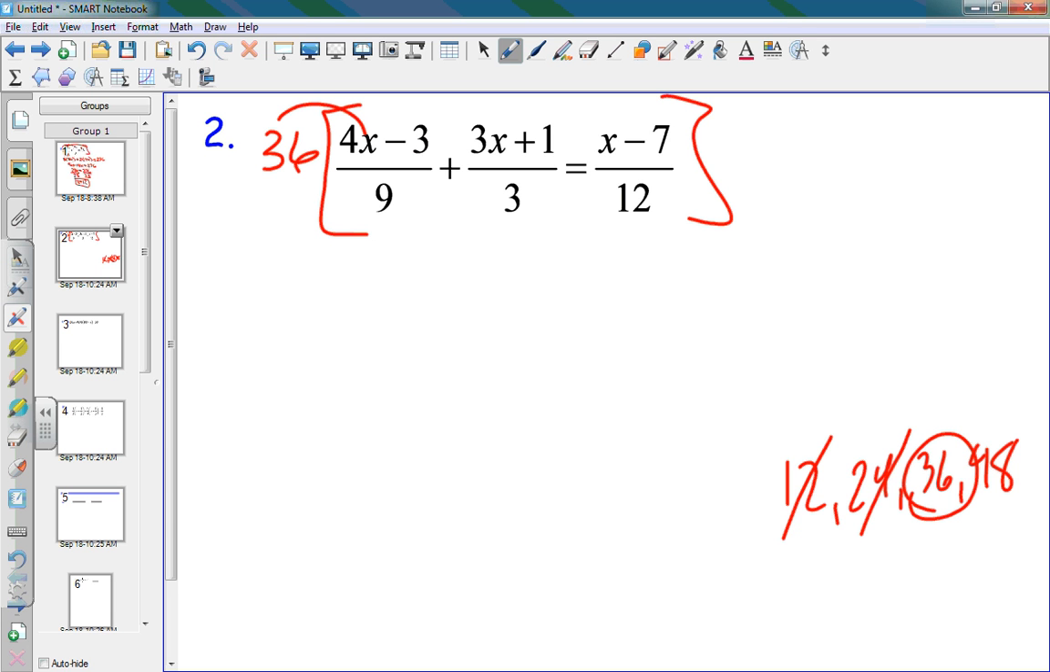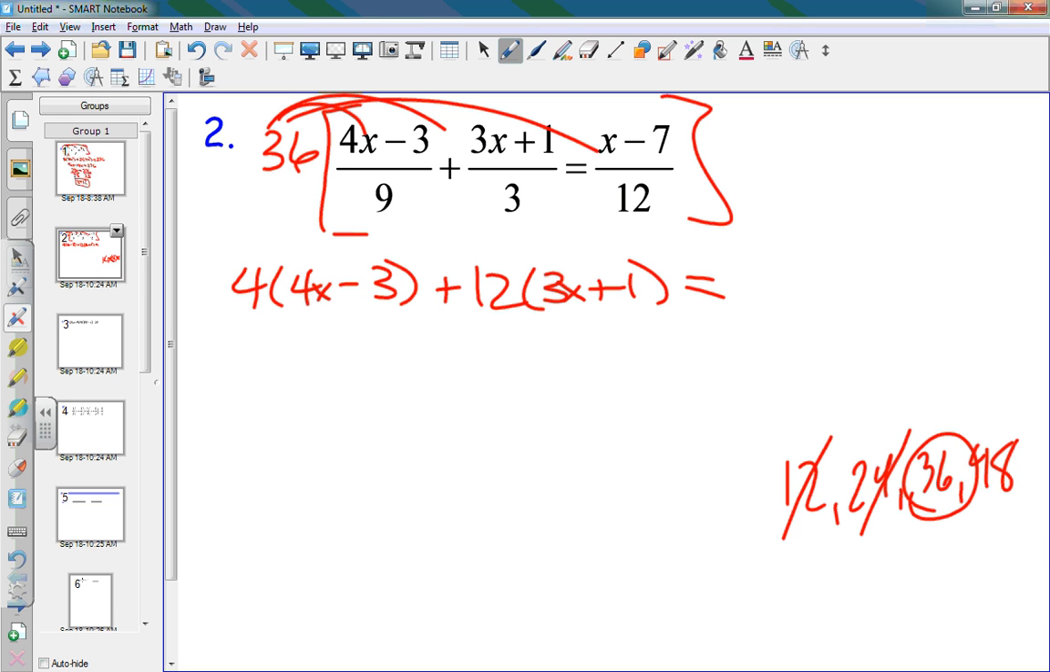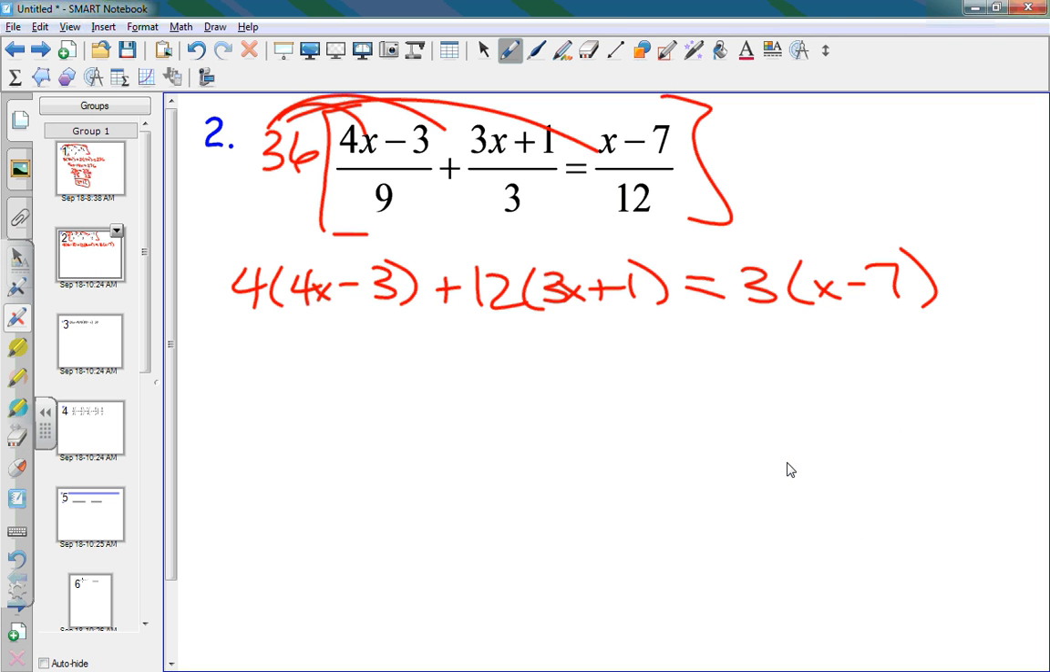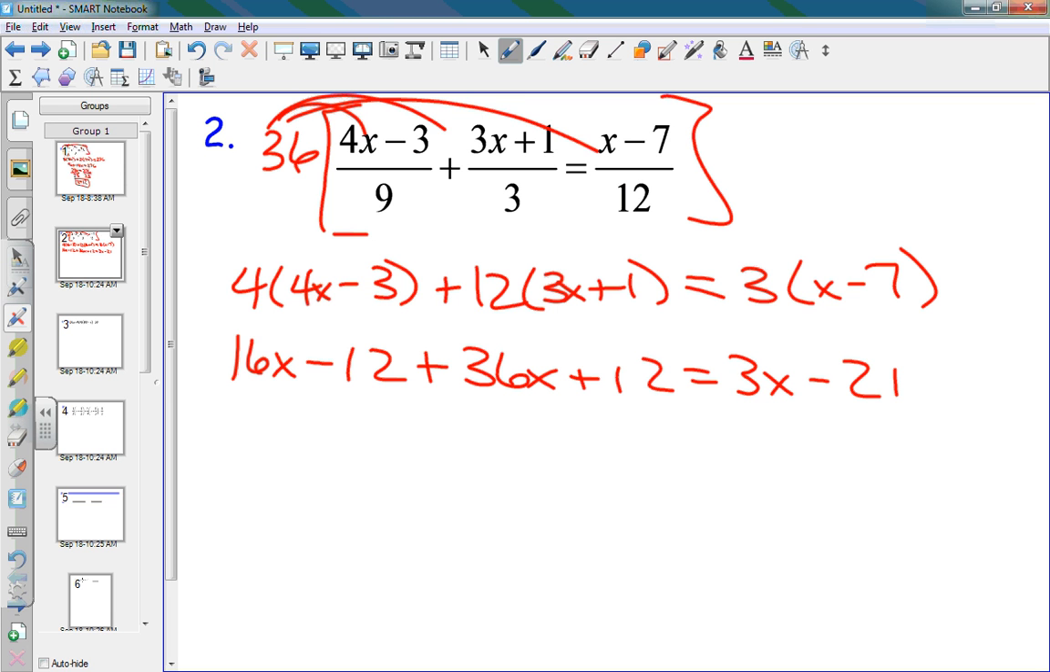So 36 divided by 9 is 4. Bring down the numerator in parentheses, please. 36 divided by 3 is 12. Drop down the numerator in parentheses. 36 divided by 12 is? Bring down the numerator in parentheses. So now, what do I do? Sure do. So that's 16x minus 12 plus 36x plus 12 is equal to 3x minus 21. Now what?